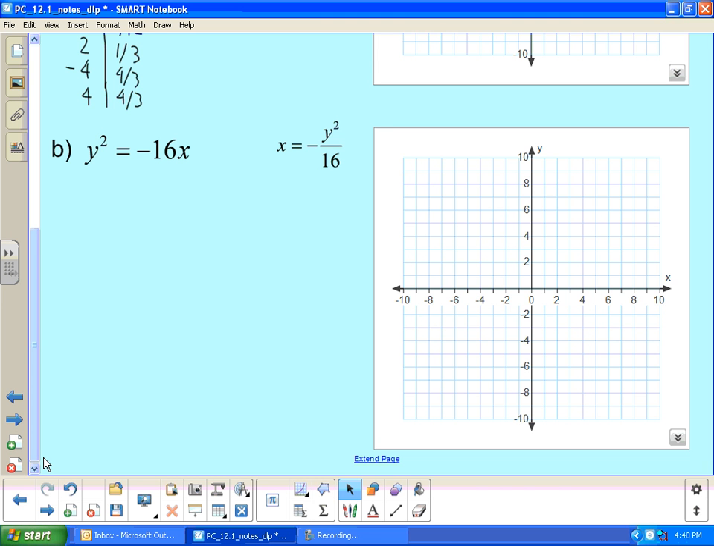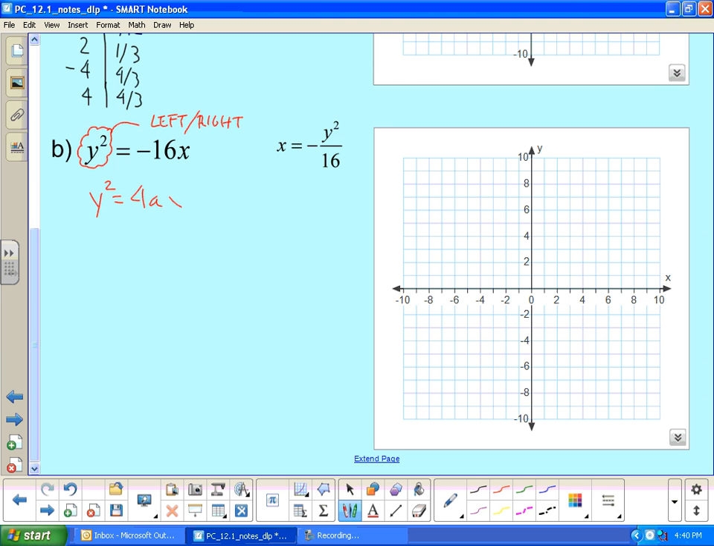All right, what about this guy? We have a y squared now. And what did we say? We said x squared, my graph is going up and down. This means my graph is going left and right. Okay, my graph is going left and right, and it's taking on the form of y squared equals 4a times x. I can see here that 4a is equivalent to negative 16. And so then a is therefore negative 4.